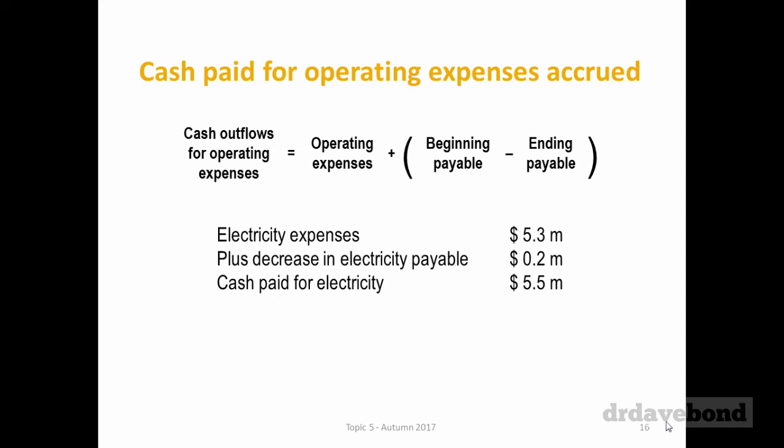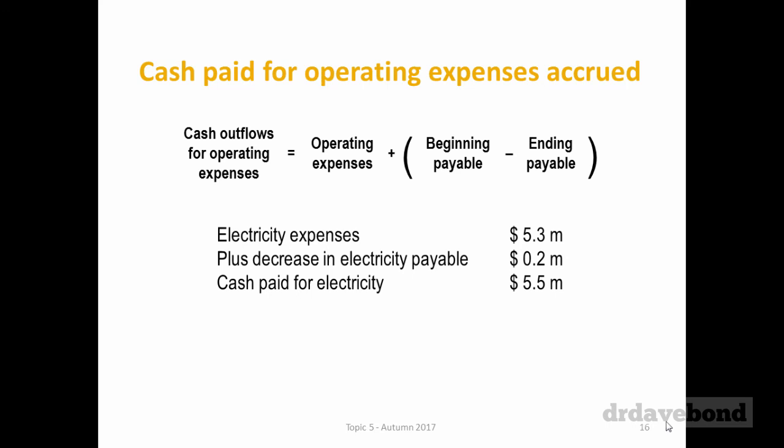Now, if we're told our expense is 5.3 and we owe less, it means we paid more, because we kind of paid for what we had and then we paid a little bit more than that. So it makes sense it's going to be greater. You can certainly try to remember this stuff using the formula, and if that works for you, use it. But it's probably easy to think, well, electricity expense 5.3.